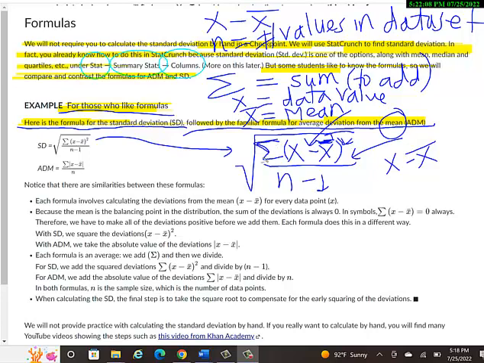Then you'd add them all together with the summation. And then whatever you get, divide it by the number of data values minus 1. So if you have 12 data values, you divide it by 11. If you have 50 data values, you divide it by 49. You'll get probably some decimal number, and then you'll take the square root of that.